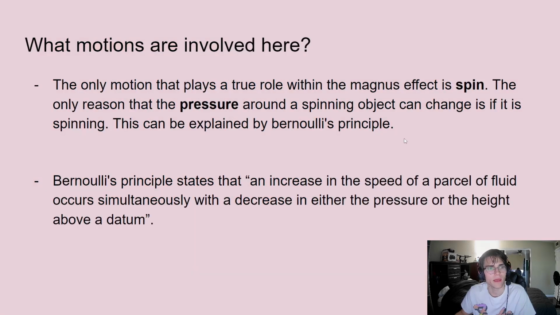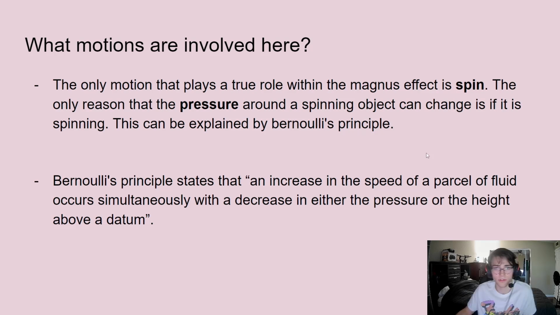Alright. So what are the motions involved within the Magnus Effect? The only one that I see is spinning. The spinning motion is pretty much the keystone of the Magnus Effect, and it allows it to do what it does. It plays a role in changing the pressure, which inherently changes trajectory and everything. It can pretty much be explained by Bernoulli's principle. Bernoulli's principle states that an increase in the speed of a parcel of fluid occurs simultaneously with a decrease in either the pressure or height above a datum.